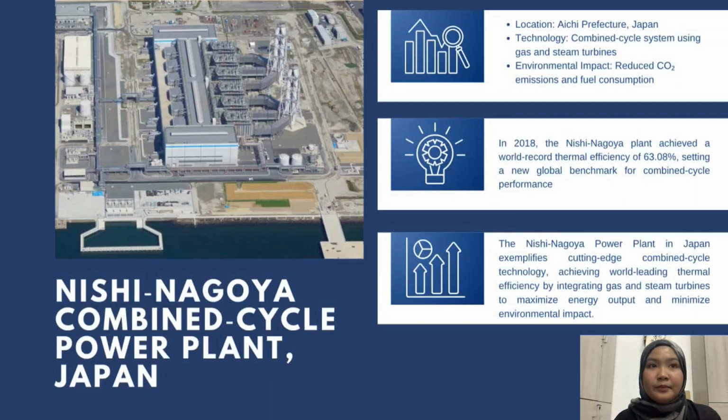The last example is the Nishi Nagoya power plant located in Japan. It uses a combined cycle system. This plant is one of the most efficient in the world, with a thermal efficiency of 63%. It helps reduce pollution and supports clean energy production. As a power plant outside Malaysia, it serves as a great example of how advanced technology can improve energy generation.